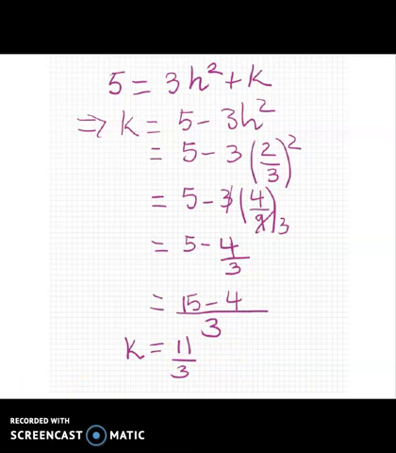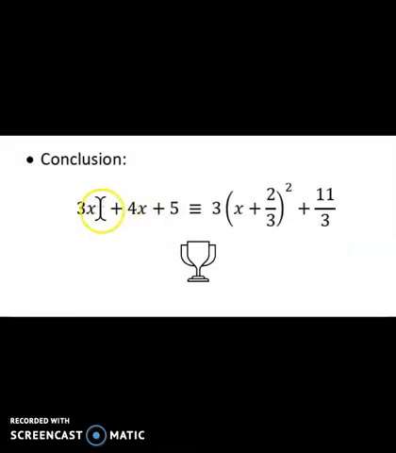So to conclude this, 3x squared plus 4x plus 5, the task of completing the square really becomes 3 open bracket x plus 2 on 3 all to the square plus 11 on 3. Congratulations, you have just completed the square by using the method of comparing coefficients, which is also an alternative way of doing the same thing.